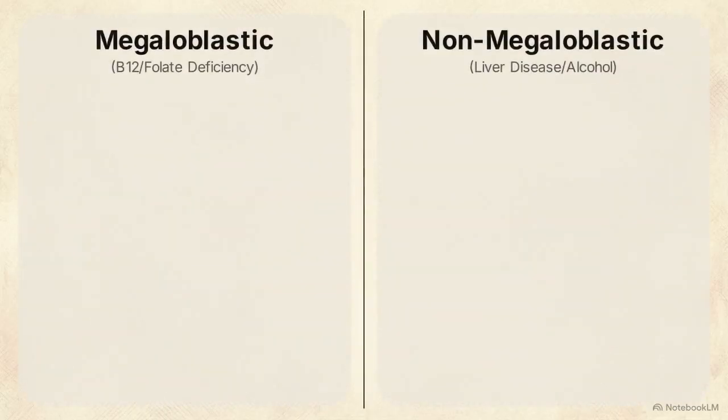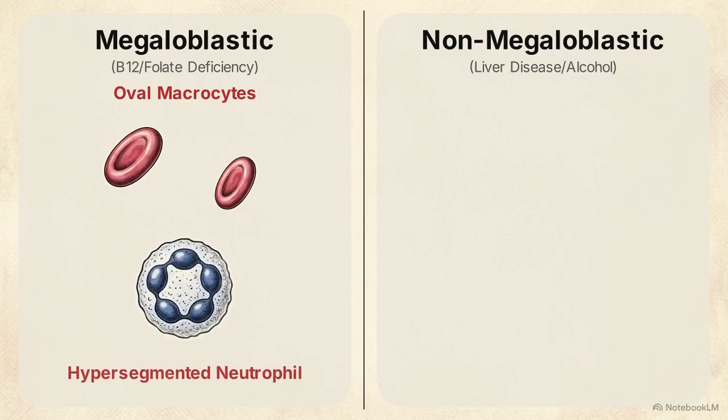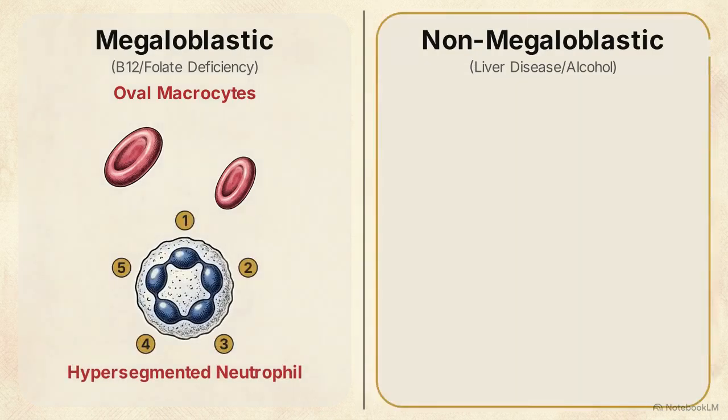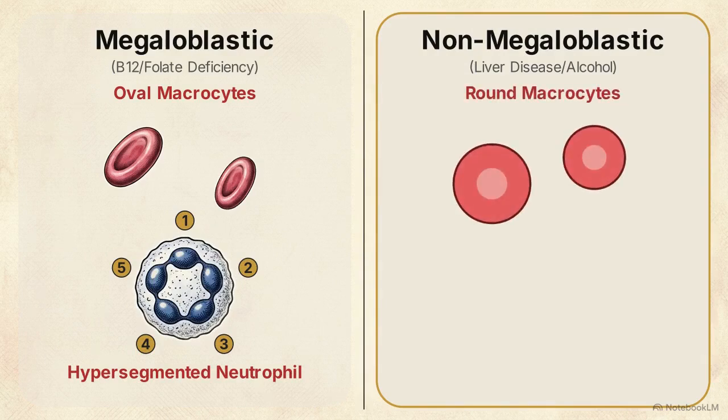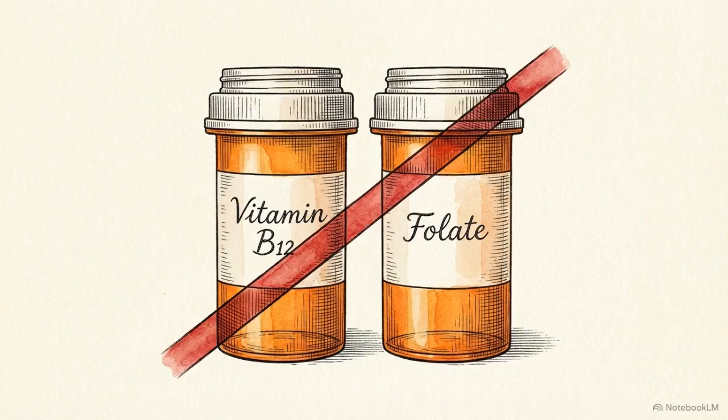This left panel displays megaloblastic macrocytosis. DNA synthesis impairment produces oval-shaped macrocytes alongside hypersegmented neutrophils containing 5 or more lobes. Compare that to non-megaloblastic macrocytosis on the right. Here, the macrocytes are perfectly round, and the neutrophils maintain a normal structure without hypersegmentation. Finding round macrocytes shifts the differential away from B12 and folate.